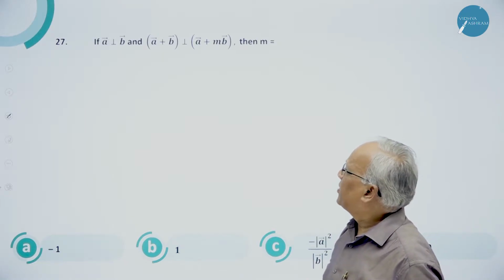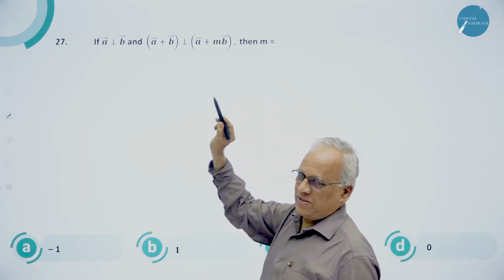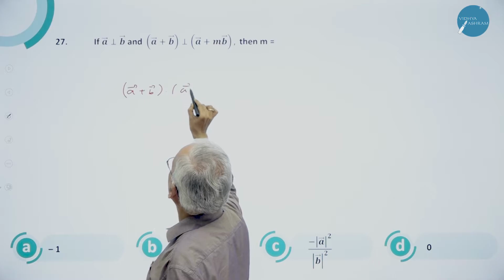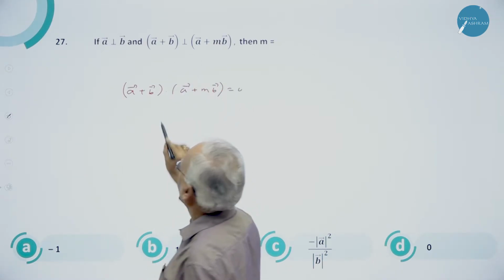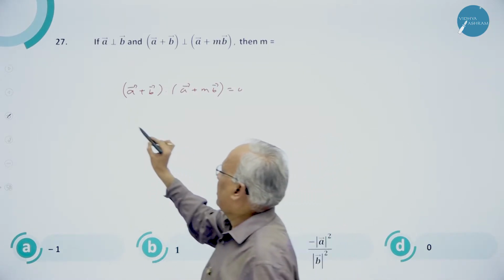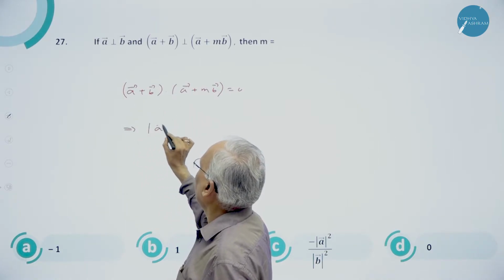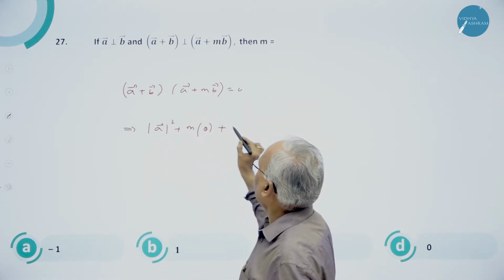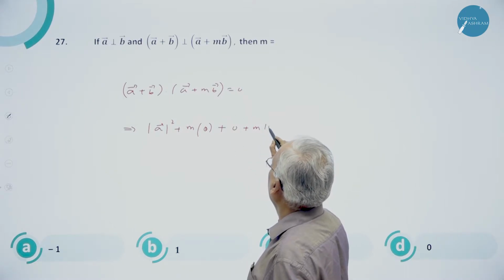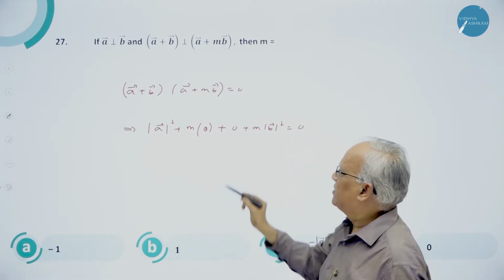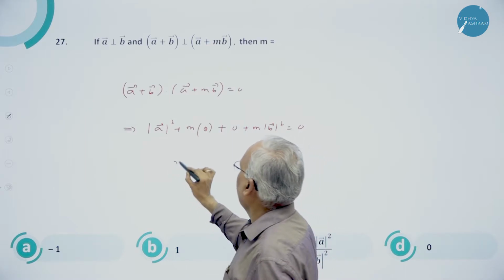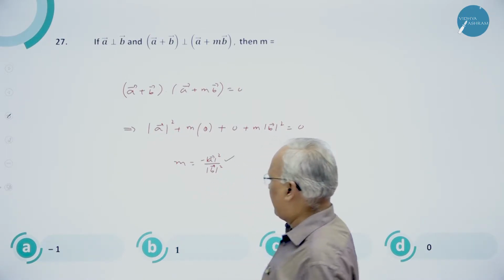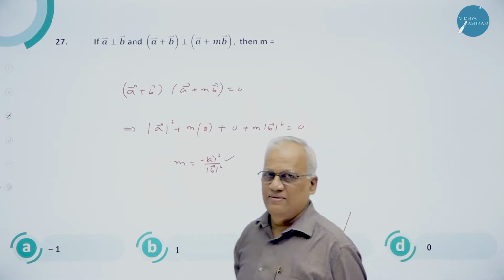27th question. If A perpendicular to B and A plus B perpendicular to A plus MB, then M equals. See, you are given A perpendicular to B and A plus B perpendicular to A plus MB. So, A plus B dot A plus MB is equal to 0 because they are perpendicular. When the vectors are perpendicular, the dot product is 0. Scalar product is 0. Which implies A dot A, magnitude of A squared, plus M into A dot B is 0 because A perpendicular to B given, plus B dot A, that is also 0, plus M into B dot B is magnitude of B squared, equal to 0. Using the fact B dot A and A dot B is 0, now you can say M is equal to minus magnitude of A squared divided by magnitude of B squared. So the answer is minus A squared by B squared. C is the answer. Okay, very simple problem.